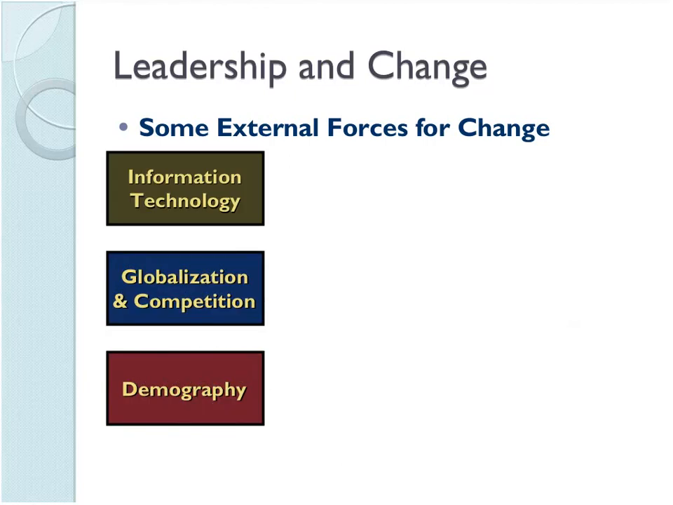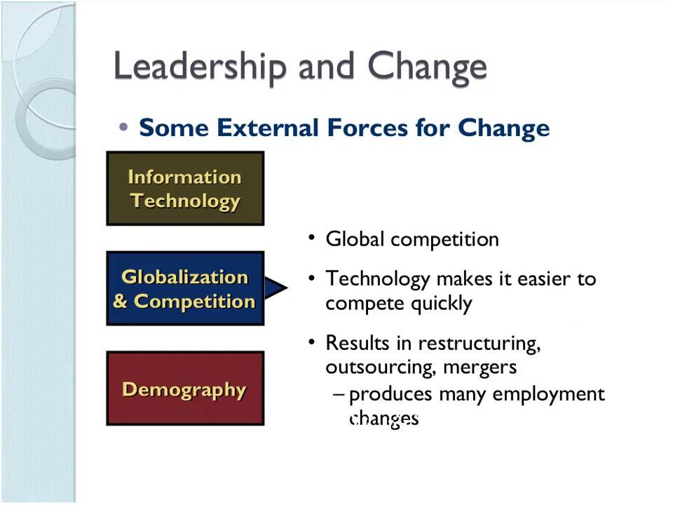Next one is globalization and competition. So we also have changes which come from globalization. For example, technology makes it easier to compete quickly. That means, for example, the internet. In recent years, the internet, as a trend from information technology, has affected all companies. From which side?